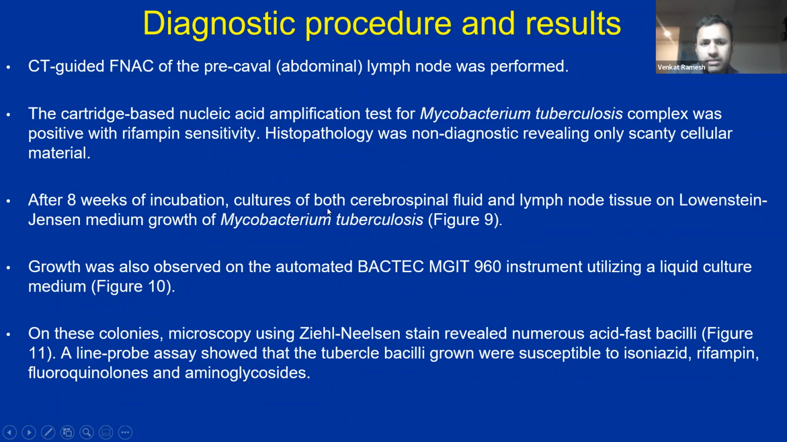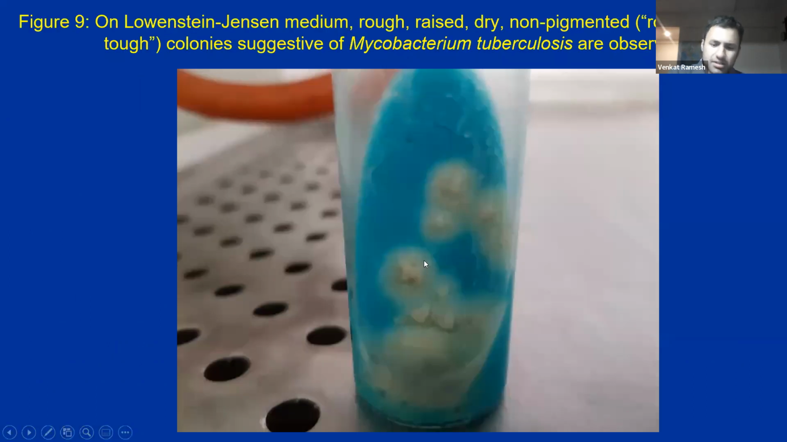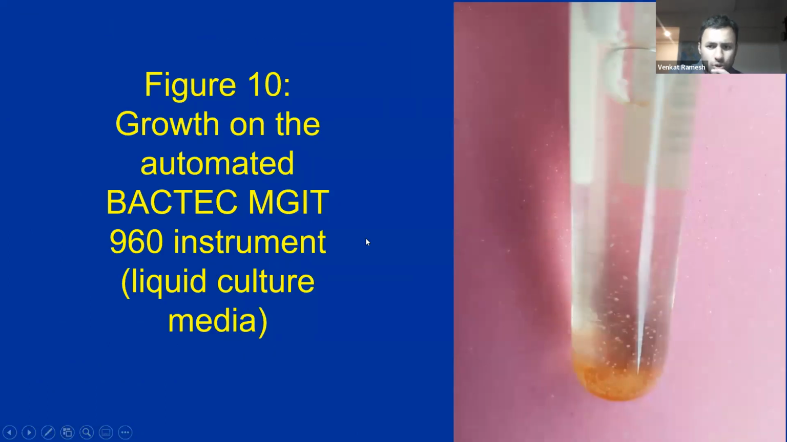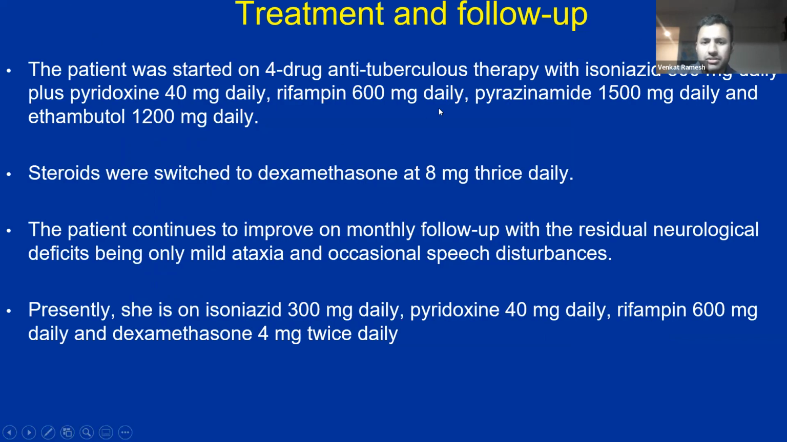Then she was started on anti-tuberculous therapy and steroids. After 8 weeks of incubation, cultures again showed growth of Mycobacterium tuberculosis, and it was a drug-susceptible TB. This is how it looks, and growth on MGIT showing the tubercle bacilli. This is a microscopy of that showing acid-fast bacilli. She was started on RIPE treatment and steroids, and then she improved, and she's doing well.